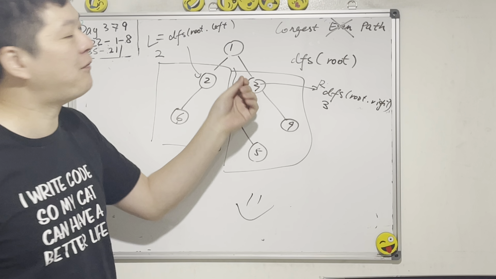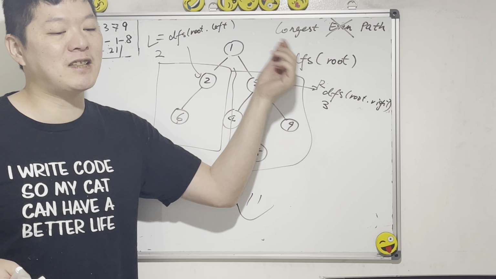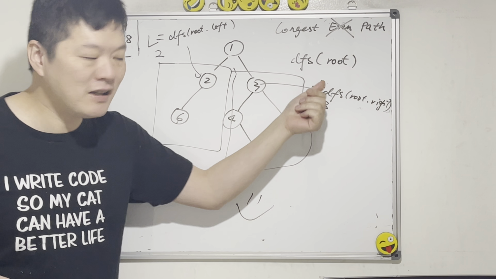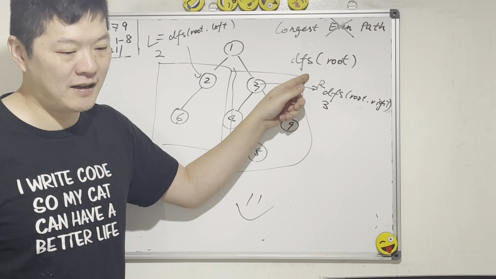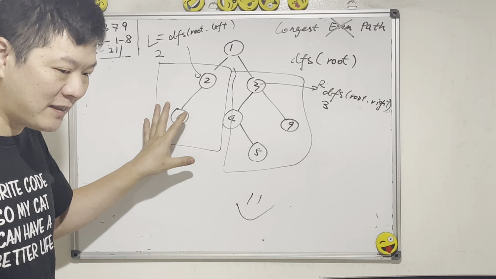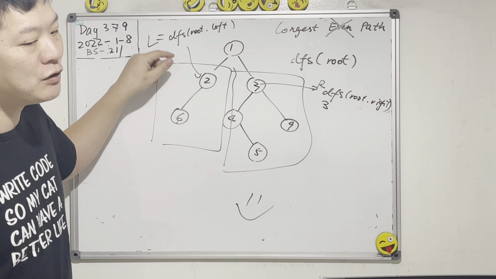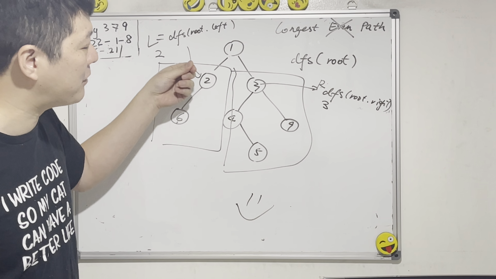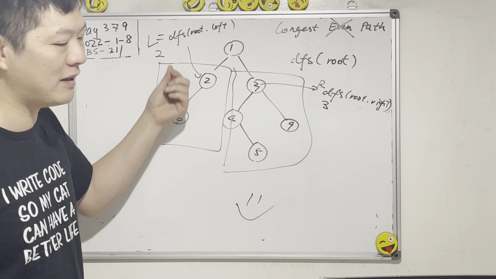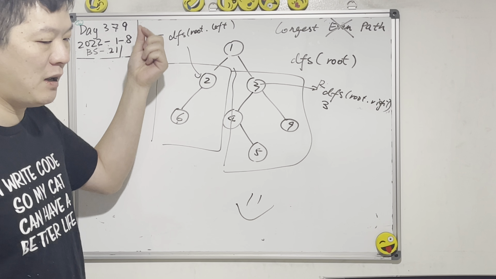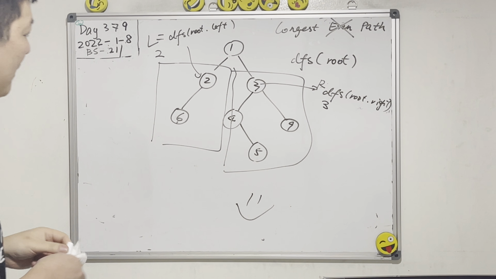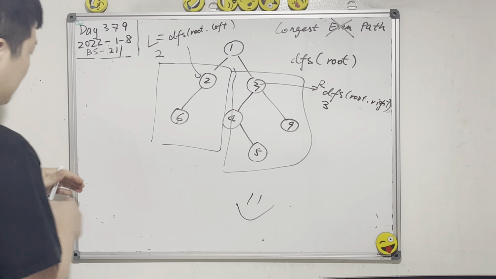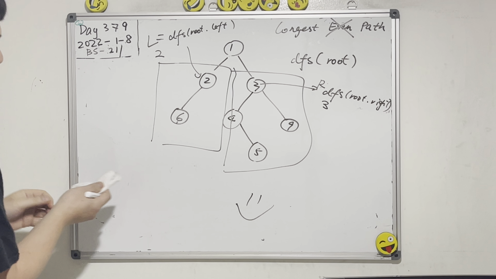So this function does 2 things. First, it returns the longest path starting with this root. And second, it needs to compute the longest path, storing the maximum number of nodes passing through that root. So that's 2 things. And then we can just write it.